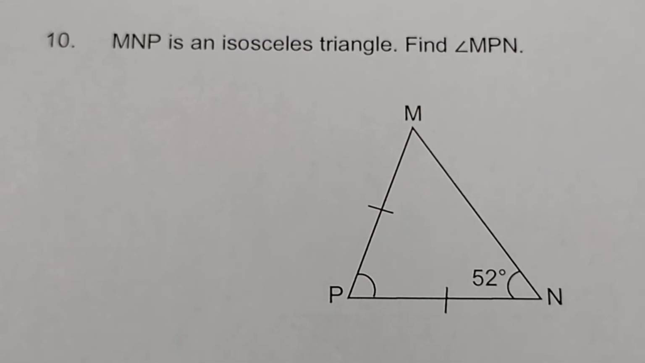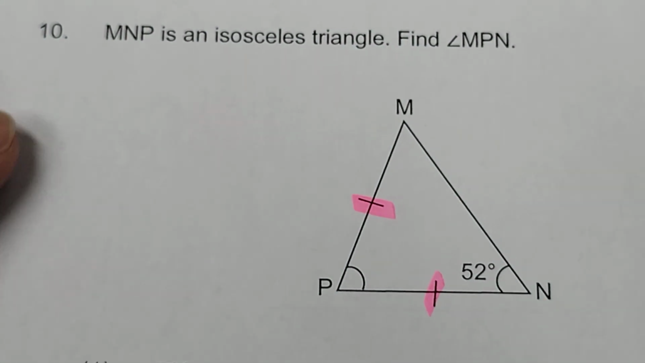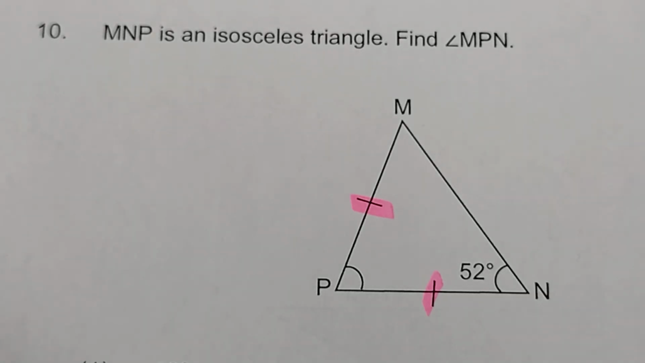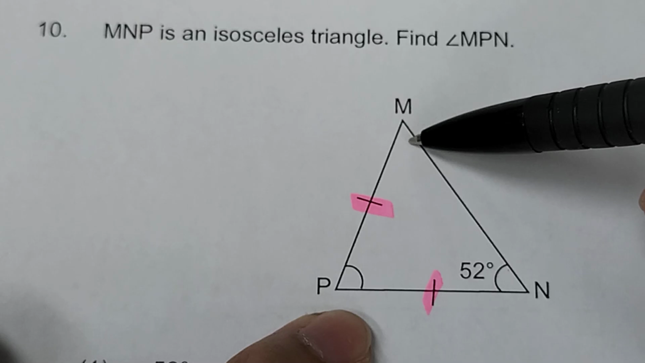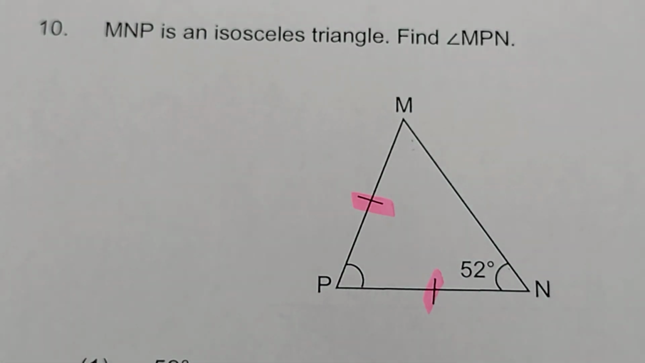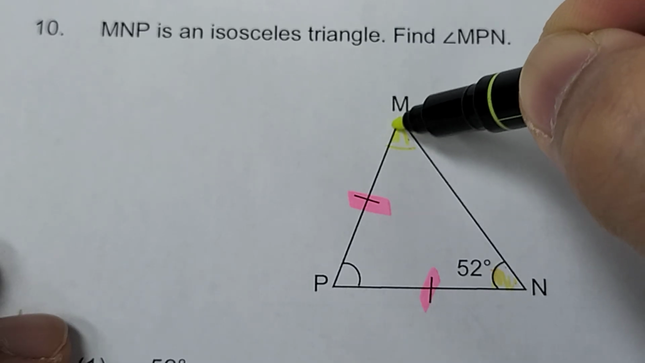Next one, this is an isosceles triangle. Isosceles triangle tells you there are two equal sides. So these two sides are equal. There are also two equal angles. So which angle is equal to 52? Is it this or that? Yes, it's this one. So this tells you that this is 52 degrees. This is also 52 degrees. Let's write it down. 52.